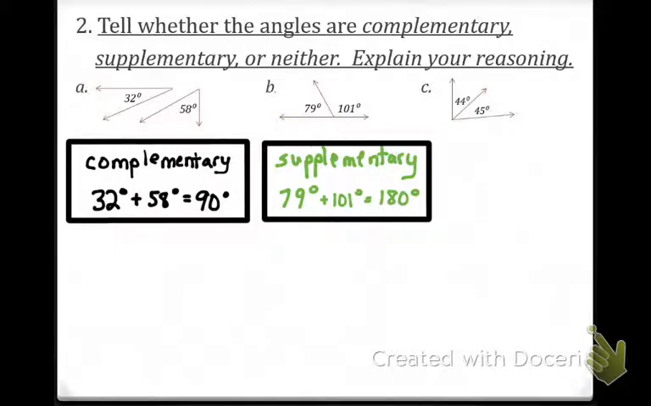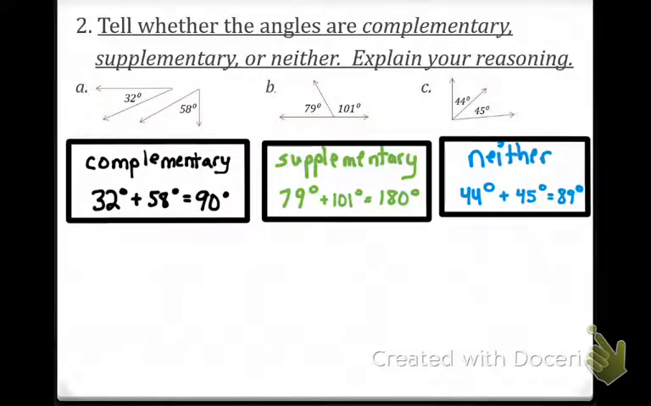And the last and final one, Asia, what do you think? Why are they neither? You are correct. If I add up 44 degrees and 45 degrees, it equals 89 degrees.